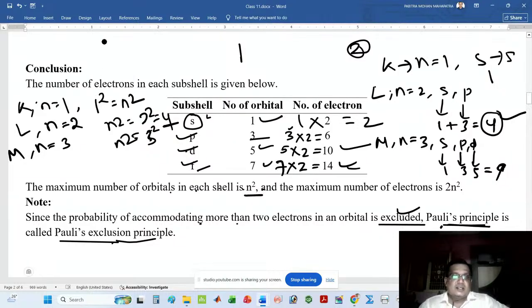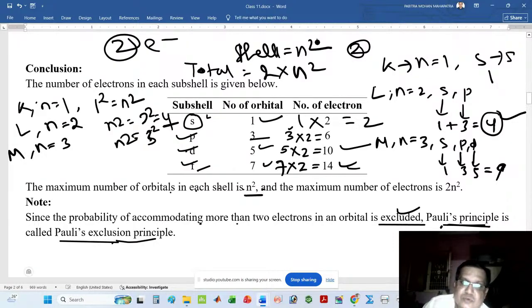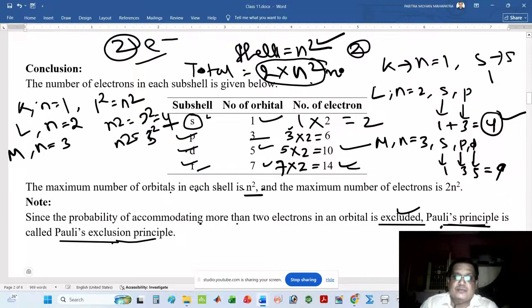Here we know that one orbital has 2 electrons. One orbital has how many electrons? 2 electrons. If a cell has n square orbitals, that means the total number of electrons is how much? 2 into n square. Again I want to repeat: if a cell has n square orbitals and each orbital has 2 electrons, then the total number of electrons in one cell is 2 into n square. So remember this 2n square rule.